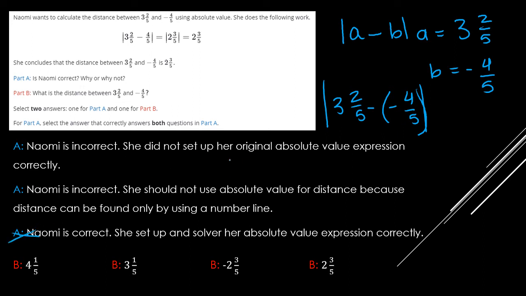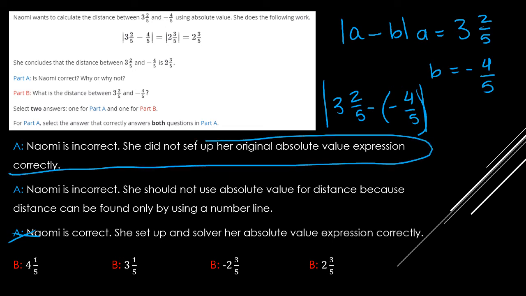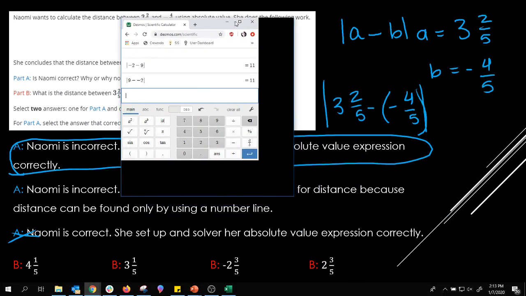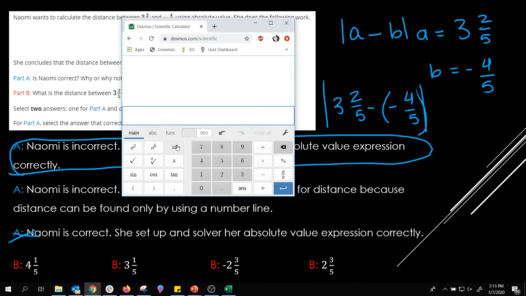It says she did not set up her original absolute value expression correctly. Because she did not. She forgot that extra negative, and because she forgot that extra negative, that is why she made her mistake. And part B is asking us what is the actual distance between these two values. Let's figure that out.